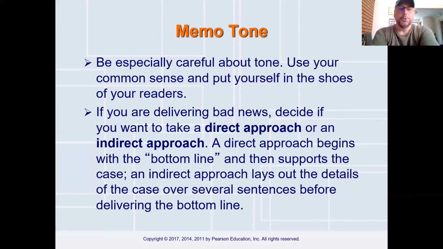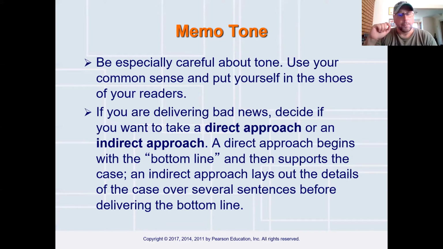If you're delivering bad news, decide if you want to take the direct approach or an indirect approach, and that's like using the euphemisms and all that good stuff. A direct approach begins with the bottom line. It just states it, gets it right out there, pulls the Band-Aid off quick, okay? Still doing that, you still want to make sure that you are considerate with tone.